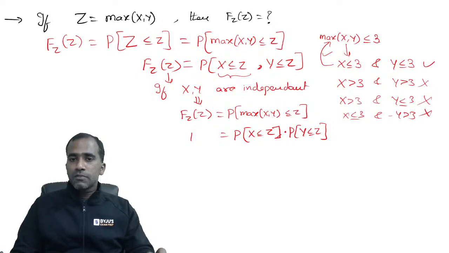So probability of maximum of x comma y less than or equal to z can be written as probability of x less than or equal to z multiplied with probability of y less than or equal to z. Why have I written like this? Because x and y are independent. When x and y are independent, joint probability can be written as multiplication of individual probabilities. This is one event A and this is one event B. Since x and y are independent, any event formed on x and any event formed on y will be independent. So this looks like P of A intersection B, which can be written as P of A into P of B. Okay, I hope it is clear till this point.